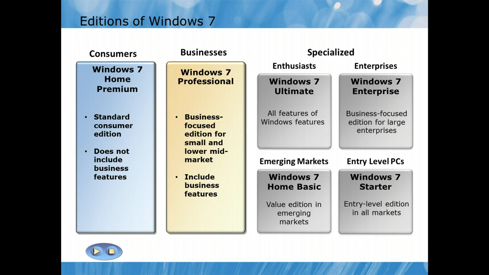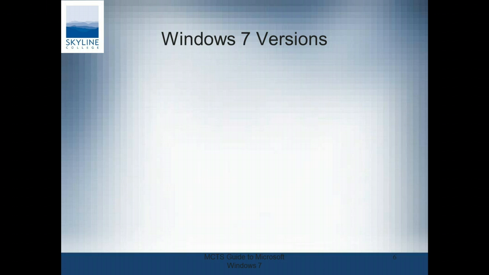So back to the different areas: consumers, business, specialized enthusiasts, enterprise, emerging markets, and entry-level PCs. Different versions of these things, and also different prices. And the upgrade process, typically in Microsoft, you can only go from same level to level, or you can go up. You can't, for instance, upgrade from Windows 7 Enterprise to, let's say, Vista. We're going to upgrade from Vista. We can't upgrade from Enterprise to Home Premium. You can't go down. You can only go up. We go from Home Premium to Enterprise, but we couldn't go in the other direction.